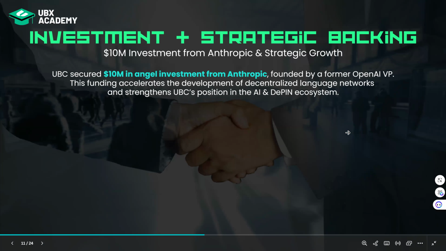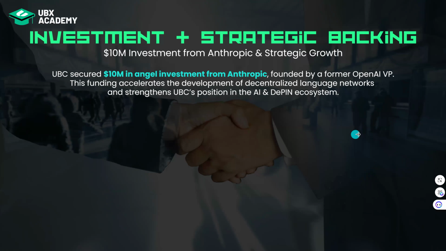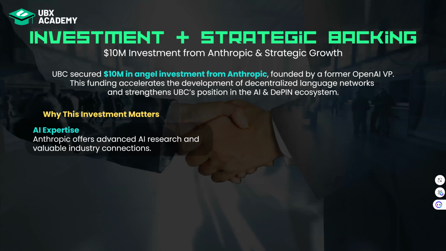So with UBC securing a 10 million investment from Anthropic, this investment represents more than just funding. It's a powerful vote of confidence in the vision and the technology of UBC. Anthropic is a leading advanced and reliable AI company that shares the same commitment to build a future where decentralized infrastructure and AI work hand in hand to drive innovation and inclusivity.